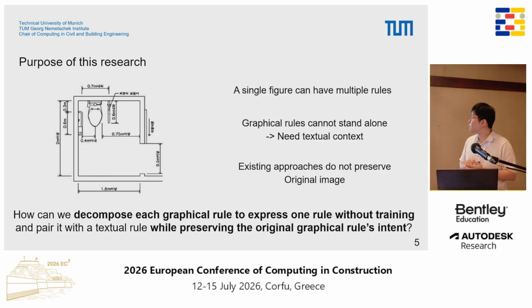However, there are some challenges here. Because of the nature of ChatGPT API-based image generation, it creates images from scratch based on the conditions embedded in the prompt. So it might have difficulties and lose the original intent of the regulatory document. So the question is how can we decompose each graphical rule to express one rule without any training, and pair it with the textual rule while preserving the original graphical rule's intent?